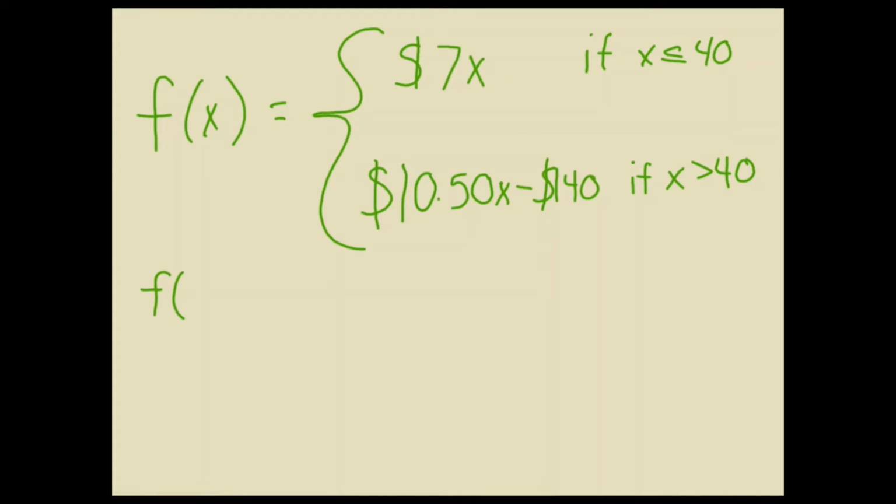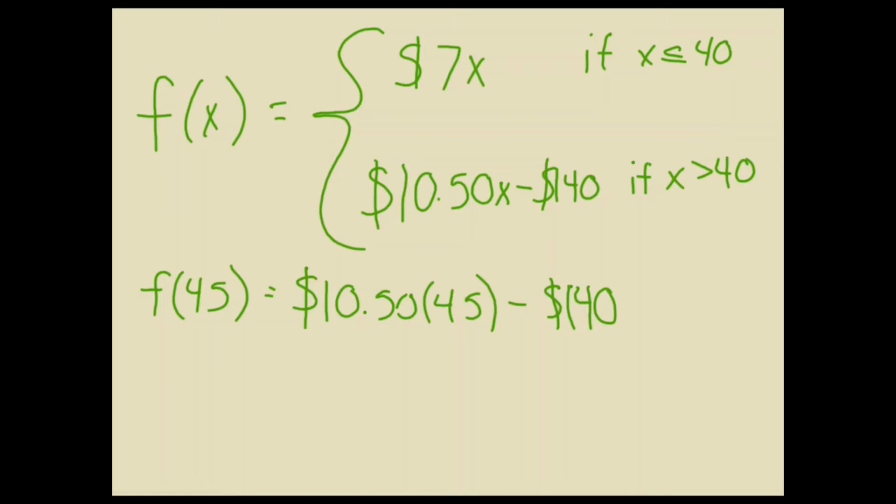So now we are going to solve for f of 45, which would be how much money she would be paid if she works 45 hours. And because 45 is greater than 40, you'd use the second subfunction, and you'd multiply $10.50 times 45 hours and then subtract $140. And this equals a total of $332.50.